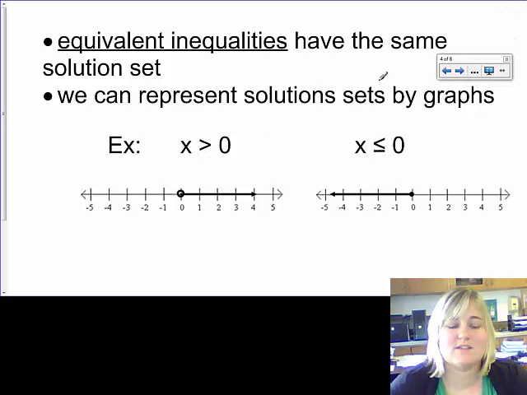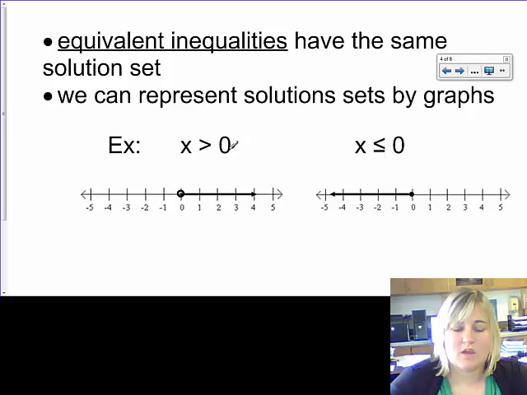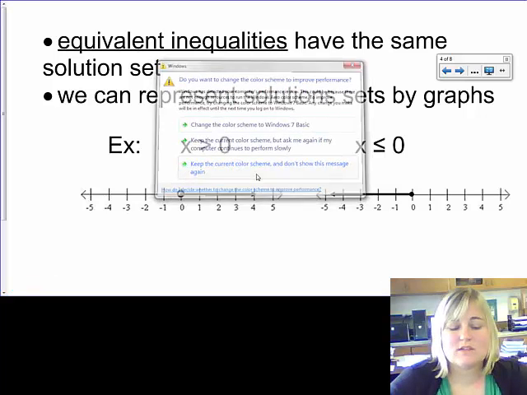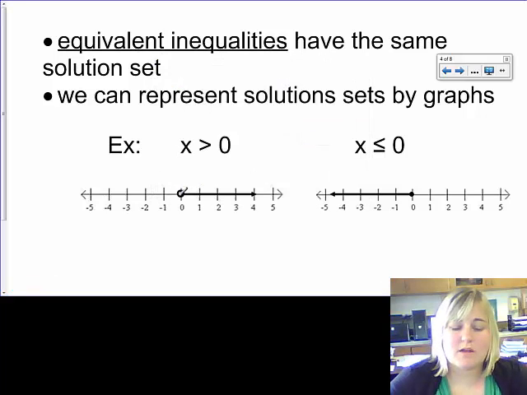Equivalent inequalities have the same solution set. So we can express solution sets by graphs. So for example, if I have x is greater than 0, first of all, I always plot the point that I'm talking about. So I'm talking about 0, so I put a point at 0. Now when I did that, notice that this point is open. It's open because there's no equal to symbol. If there was an equal to, I would close it, like on this one. There's an equal to, so this is a filled in dot. And then as long as my variable is on the left-hand side, I can make an arrow using that symbol, and it tells me which way to shade.